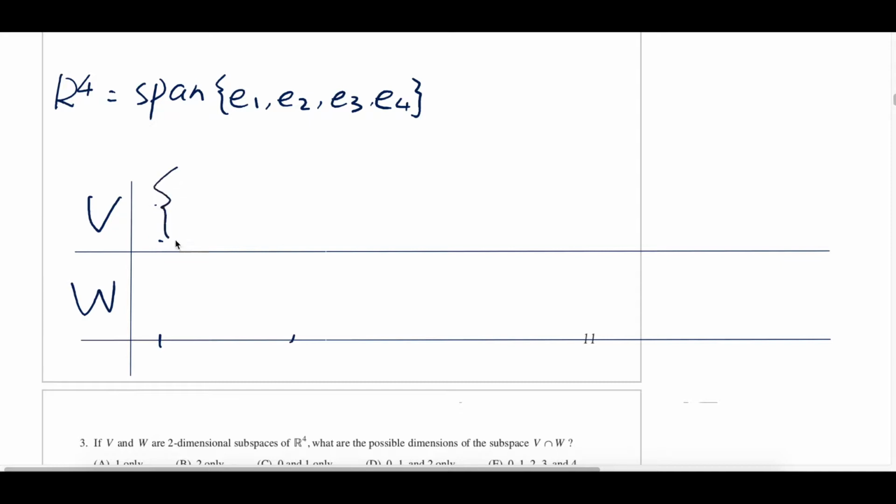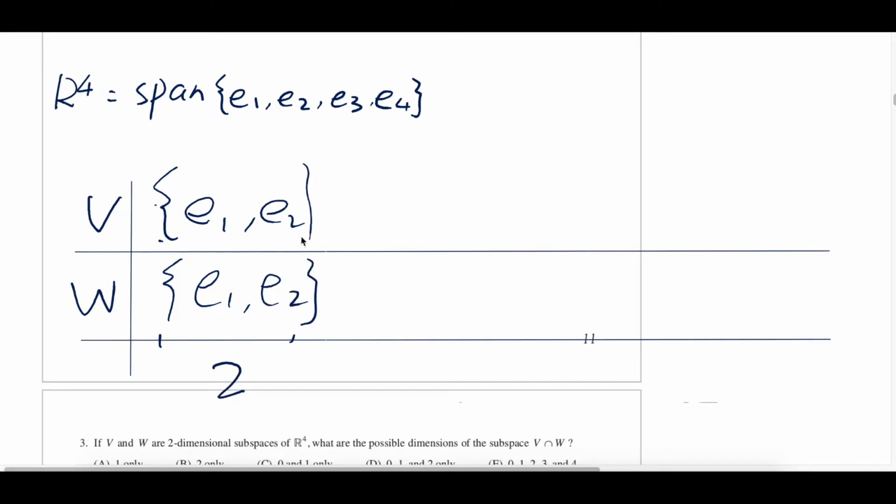The first case is when they have the same basis. So say they both have E1 and E2. Then the dimension of V intersect W is going to be 2 because all the things are the same.